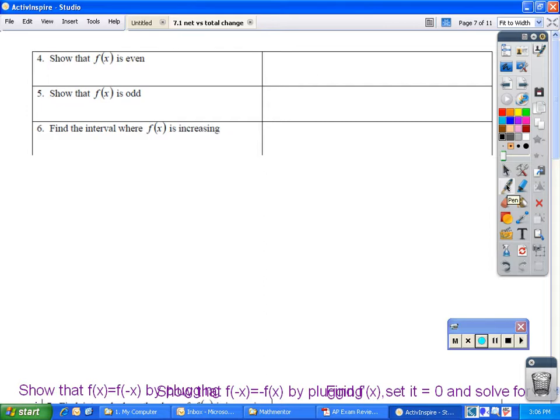Well, if you should remember, an even function is a function that is symmetrical about the y-axis, like, for example, y equals x squared. And basically that happens every time when you plug in a positive number into the function, you get the same as if you plug in the opposite.